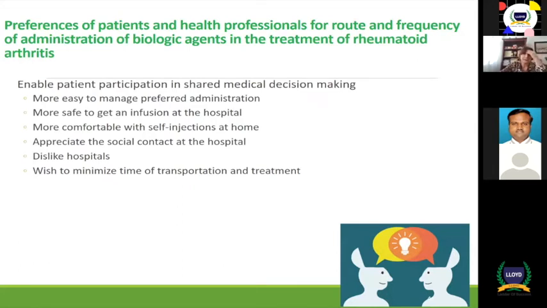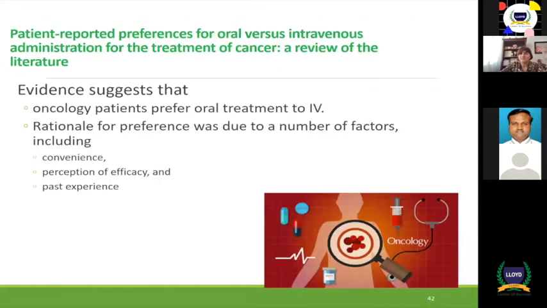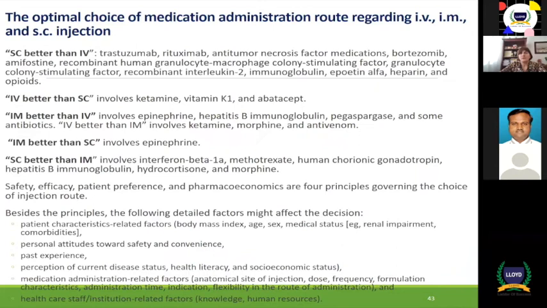I did research on this as well, in the case of rheumatoid arthritis: what patients like and what they don't like. If you develop a product for this disease, you should know what patients suffering from it think or expect. The same for oncology patients: what do they prefer? Then about the administration route, intramuscular is better than intravenous, or subcutaneous better than intramuscular. It's also a kind of patient preference.